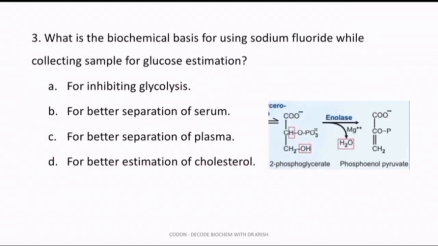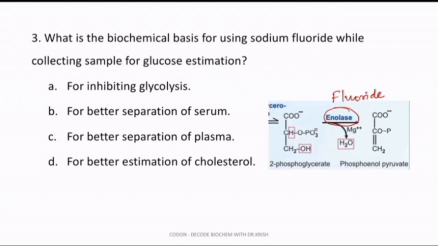So next question is, what is the biochemical basis of using sodium fluoride while collecting sample for glucose estimation? These are the steps of glycolysis. You have one step of glycolysis where 2-phosphoglycerate is converted to phosphoenol pyruvate. I've just put that one step, and that step is catalyzed by the enzyme enolase. So this enolase is inhibited by fluoride.